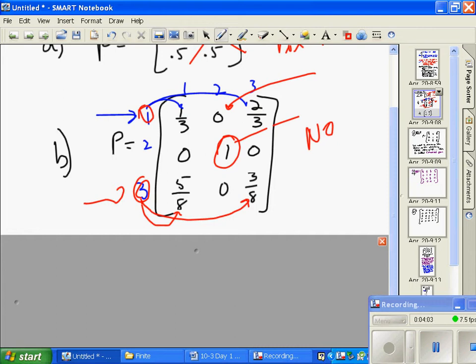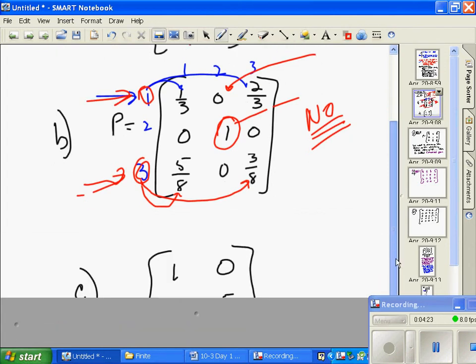So that is not an absorbing Markov chain. Okay? So it's real important. You have to be able to go from any non-absorbing state, so each one of these, 1 and 2, to the absorbing state. Now, this one's not in your notes, so you can add this in.